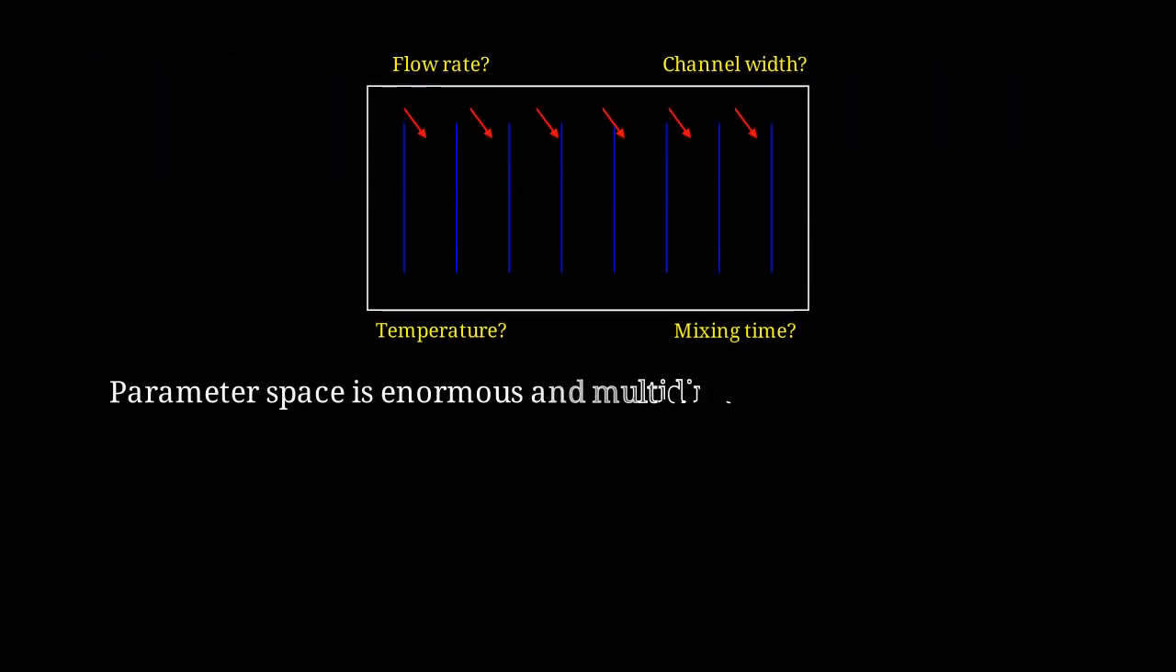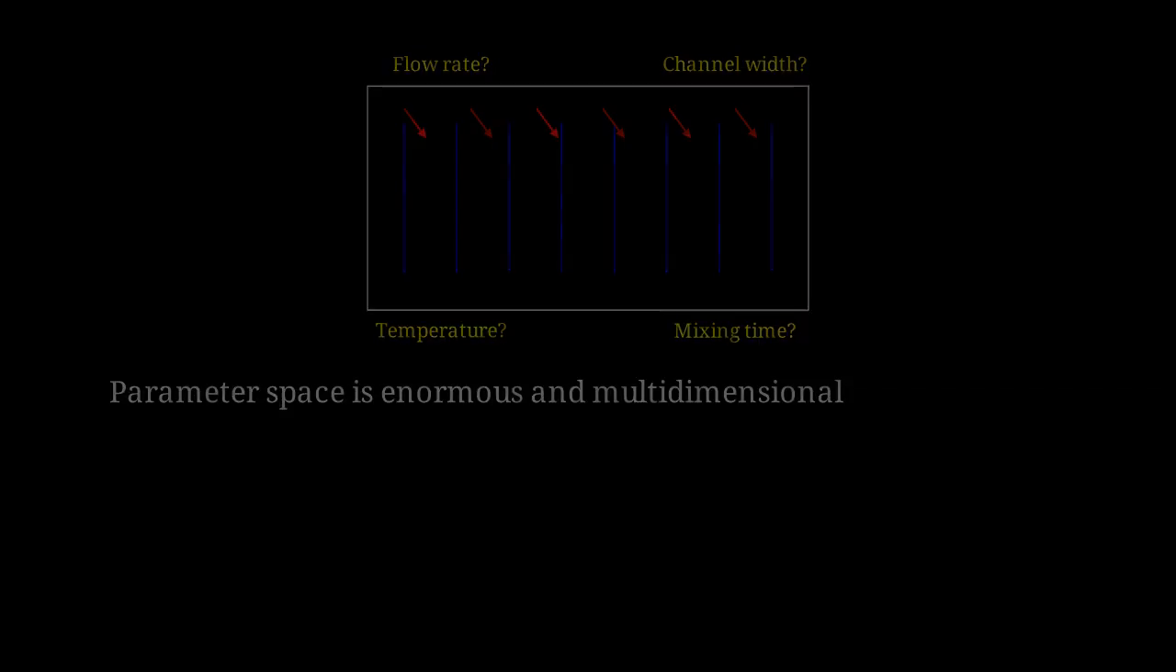The parameter space is enormous. If you have 10 parameters, each with 10 possible values, that's 10 billion possible combinations to test. This is where AI comes in. Artificial intelligence, particularly machine learning, offers a solution. It can navigate this vast parameter space efficiently, learning from experiments and predicting optimal conditions.